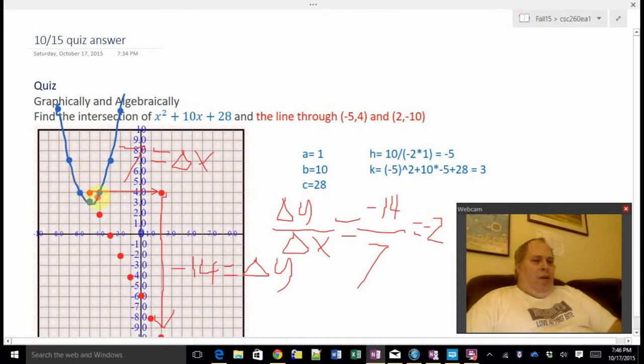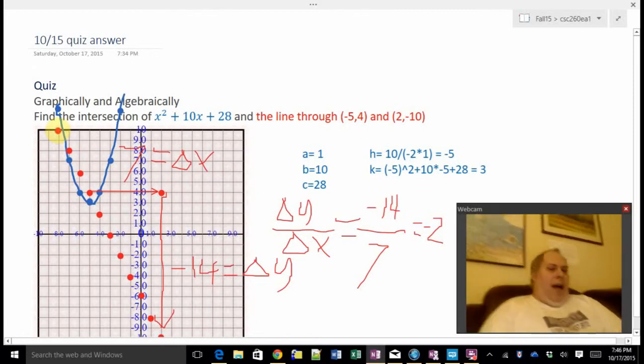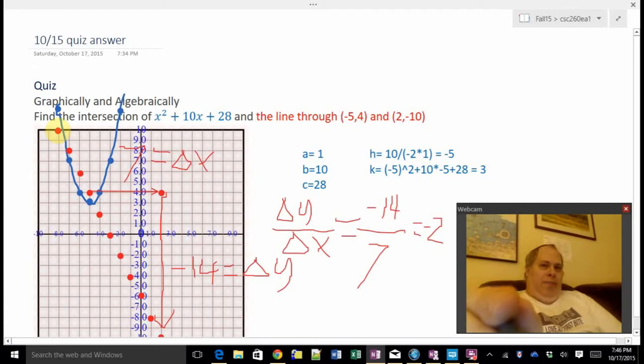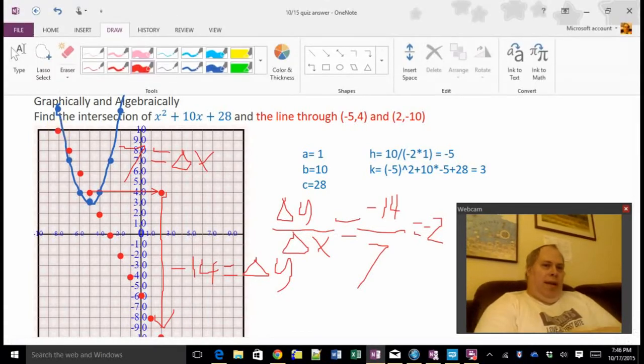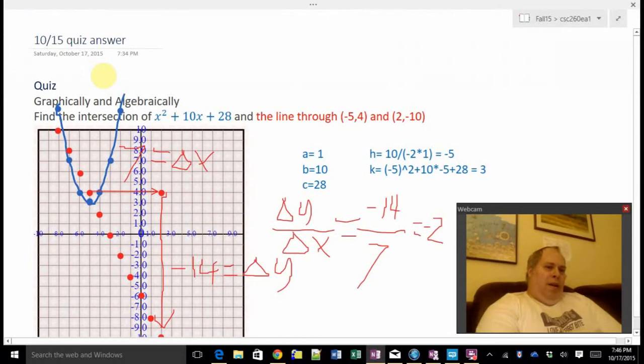Now if I go left, negative delta x is negative 1, delta y is positive 2. So I go left 1, up 2, left 1, up 2, left 1, up 2. And from these points, I'll see both intersections. So now all I have to do is draw that line through all those points.